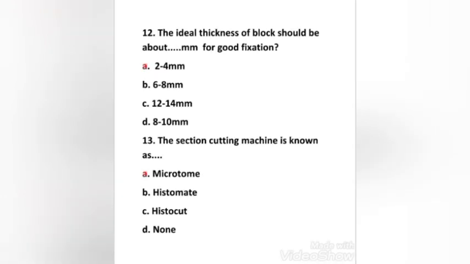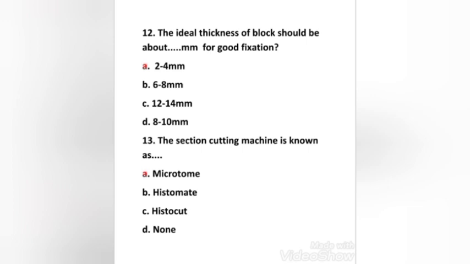Next question. The ideal thickness of block should be above dash mm for good fixation. 2 to 4 mm, 6 to 8 mm, 12 to 14 mm, 8 to 10 mm. The right answer is option A. 2 to 4 mm is the ideal thickness of block.